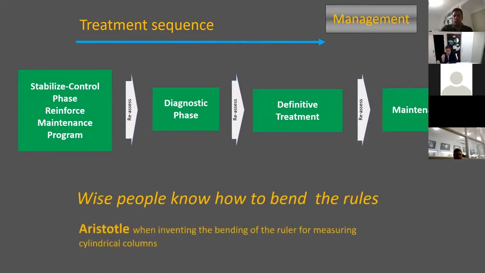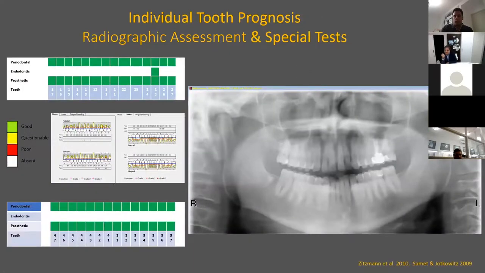Aristotle was bending the rules when he started measuring cylindrical volumes. We need to think about these things. We need to understand that we have to do individual risk assessment. Individual risk assessment is very important to improve the prognosis of your treatment and reduce further failure, because a failure is 100% failure for that patient. Every patient is an individual, and we trust our judgment to make it right for them. It's important to do your diagnostics.